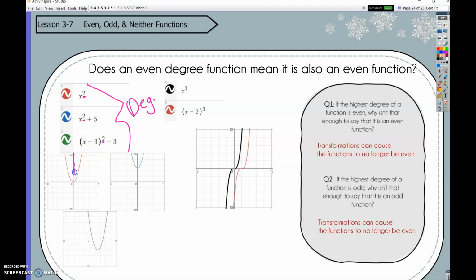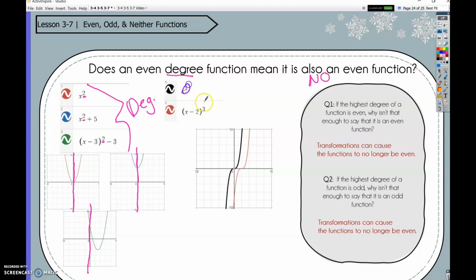The red one, it does fold over the y-axis. The blue one, it does fold over the y-axis. The green one, however, does not. So no, just because it's an even degree does not mean it's going to be an even function. Same thing with the odd here.